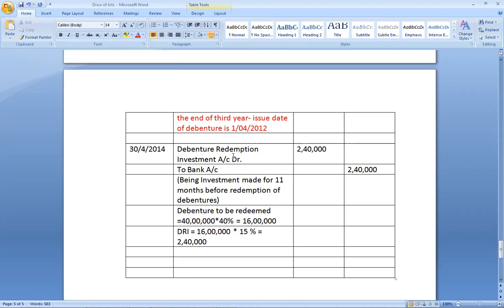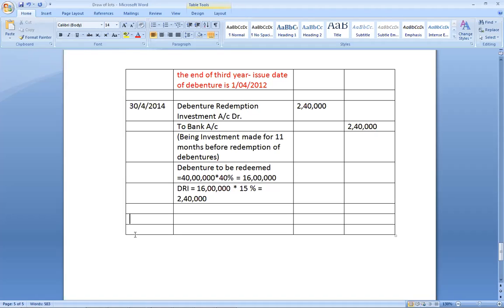Debenture redemption investment: just before the 11 months of maturity, we are going to invest into the specified securities outside the company. So money is going out, we are making investment. Investment is an asset. Asset has a debit balance. Investment account debit 2,40,000.